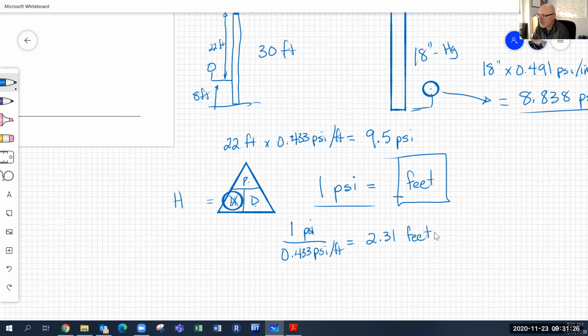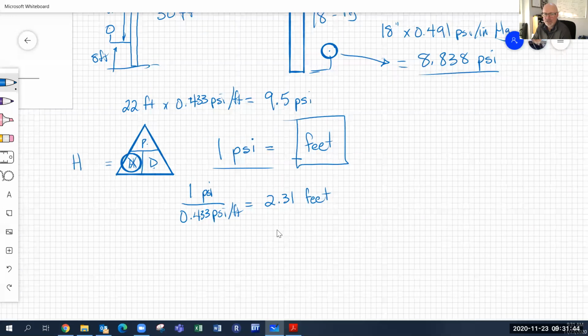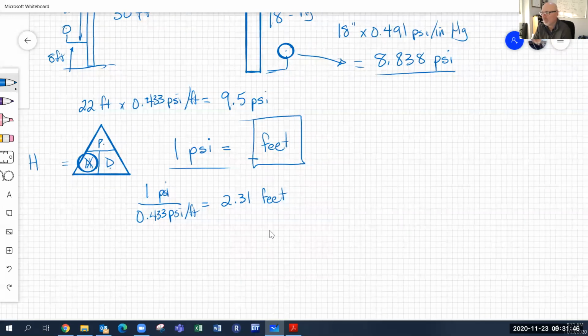So the head pressure of 1 PSI will push water 2.31 feet for every 1 PSI. It's another standard number, that 2.31 feet for 1 PSI. So we'll always use this formula triangle when we're doing any calculations.